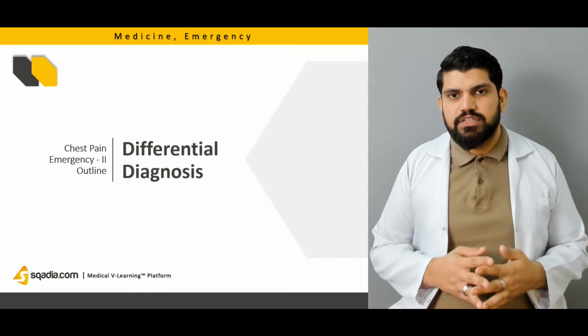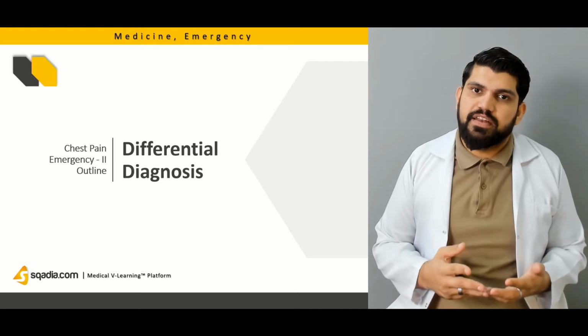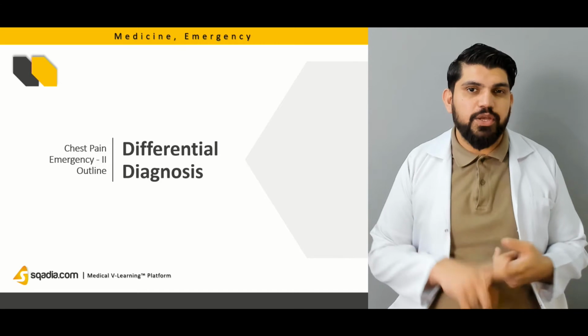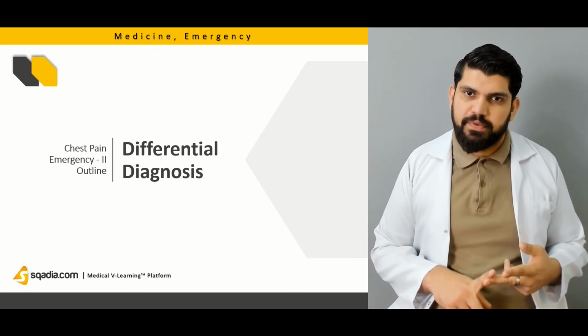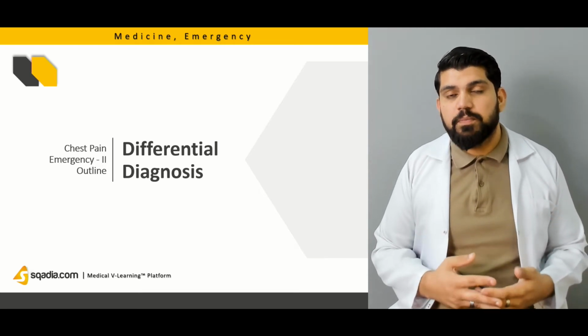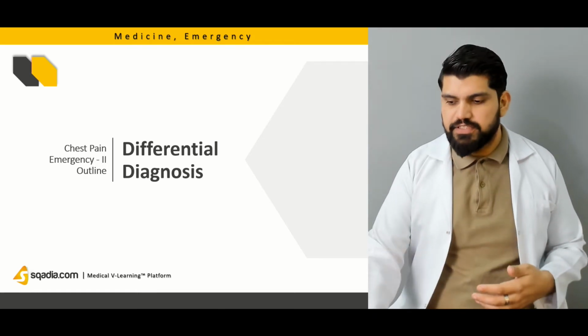Differential diagnosis. What other diseases can present with chest pain? For example, aortic dissection can present with chest pain. Acute coronary syndrome can present with chest pain. Pulmonary embolism can present with chest pain. So there are multiple other diseases who can present with similar chest pains or symptoms similar to chest pains.